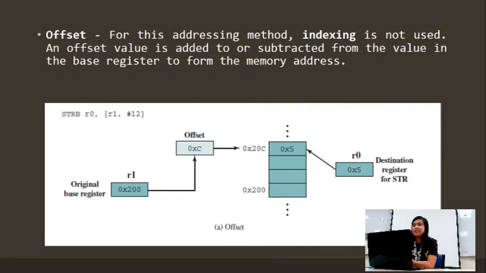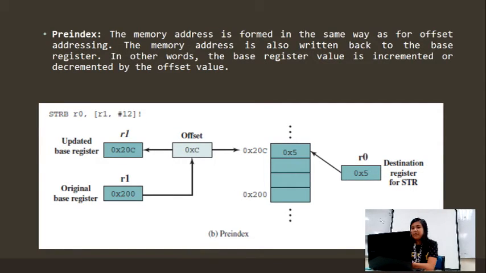Offset: for this addressing mode, indexing is not used. An offset value is added to or subtracted from the value in the base register to form the memory address. The pre-indexed memory address is formed in the same way as for offset addressing. The memory address is also written back to the base register. In other words, the base register value is incremented or decremented by the offset value.